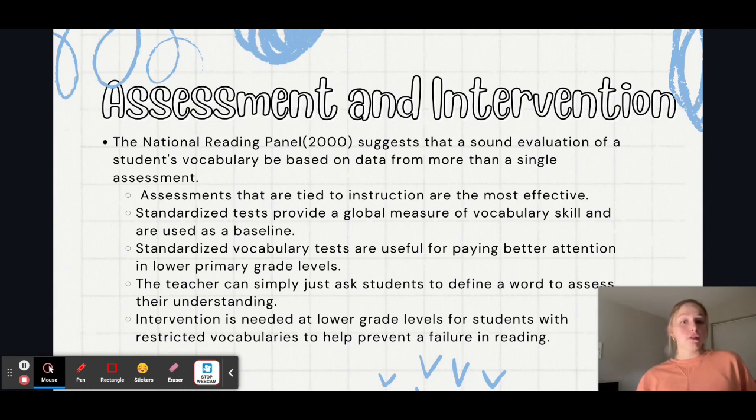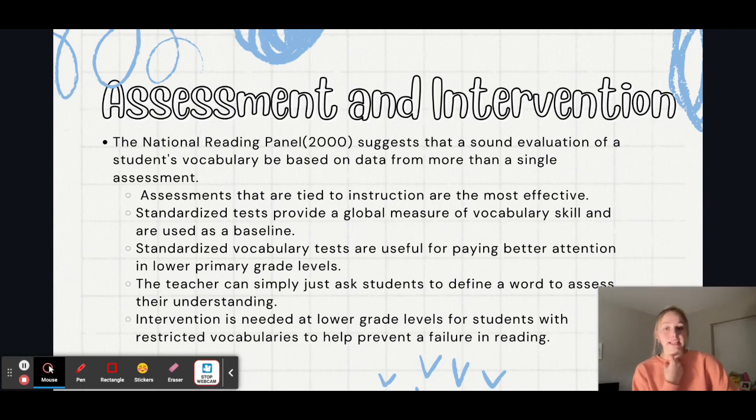Standardized vocabulary tests are useful for paying better attention in lower primary grade levels. And the teacher can also, this is just another effective way, simply ask students to define a word and assess their understanding. Have them raise their hand and see, hey, do you know what this word means? And if they say the right definition, then you know that they've got it. You obviously want them to give some explanation too, and give some of their own examples to use it with, but that will tell if they understand the meaning of the word.